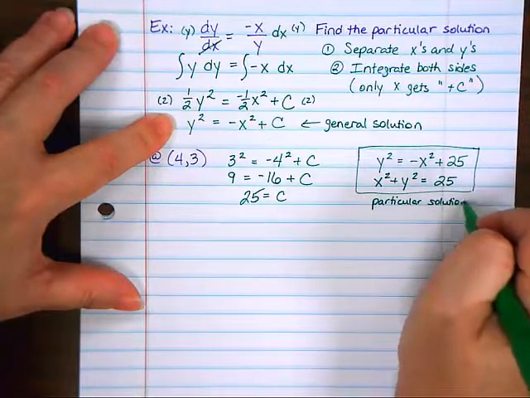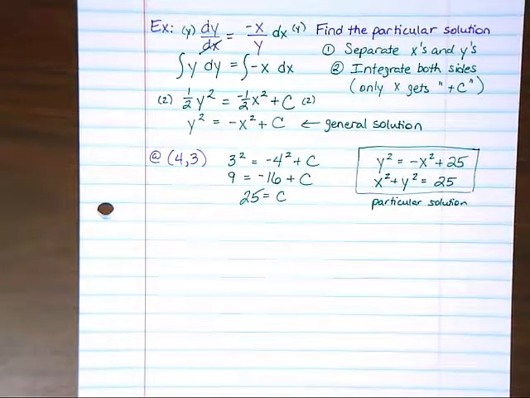On a free response, they don't care where you stop unless they tell you specifically what to do, and I'll talk about that in a minute. But if it's just asking for a general particular solution, it could be either one of those. All right?